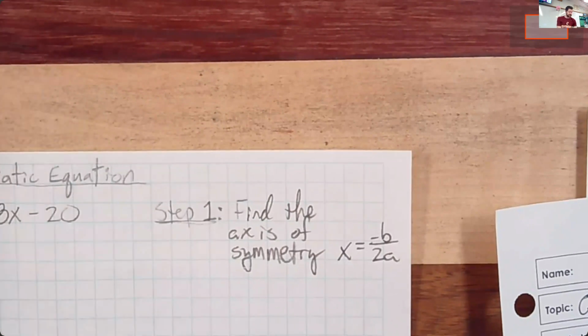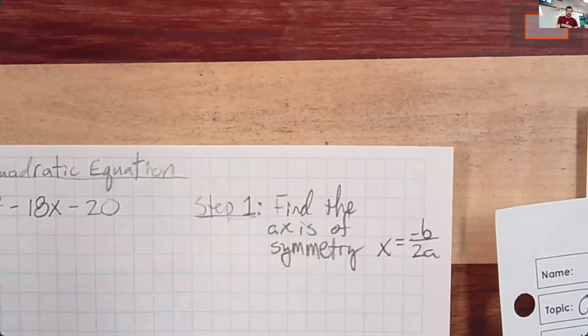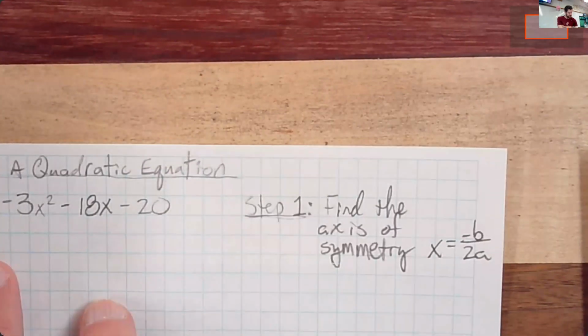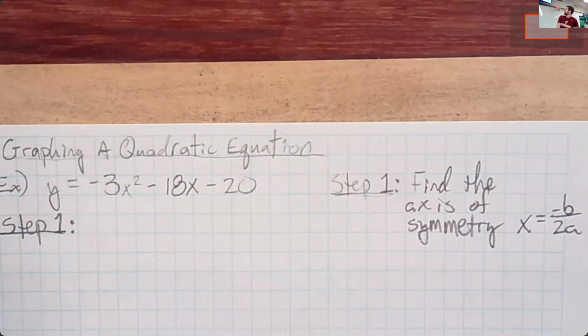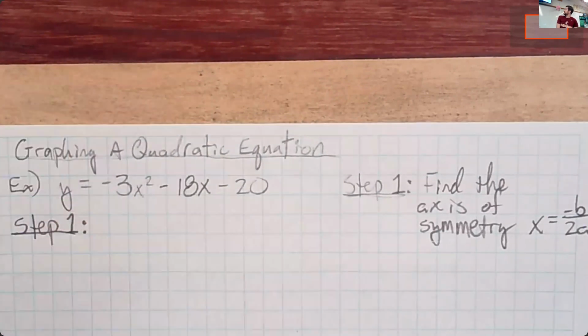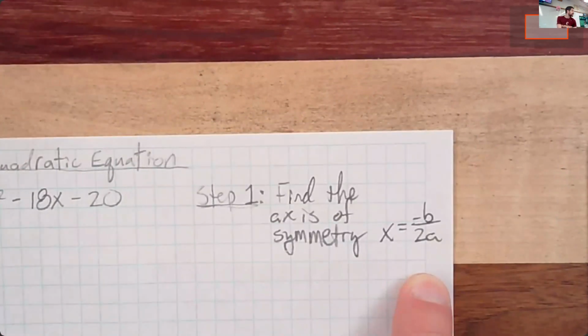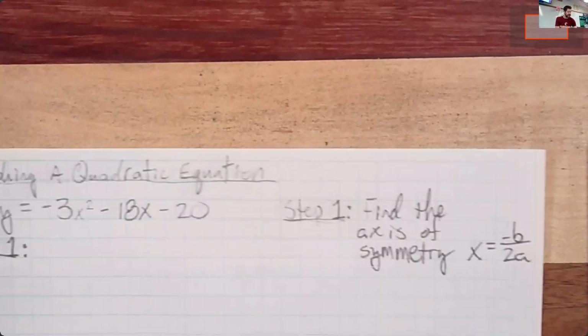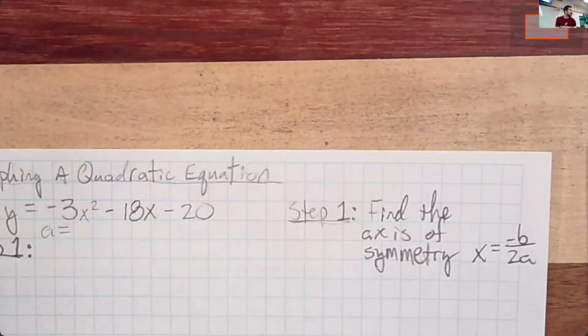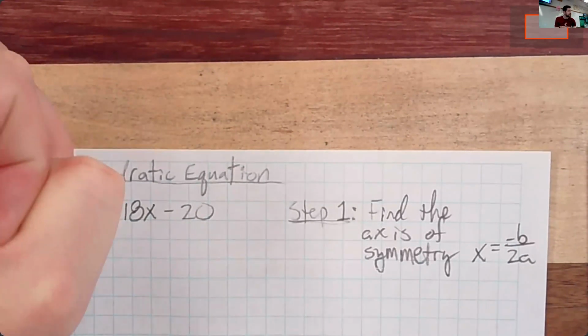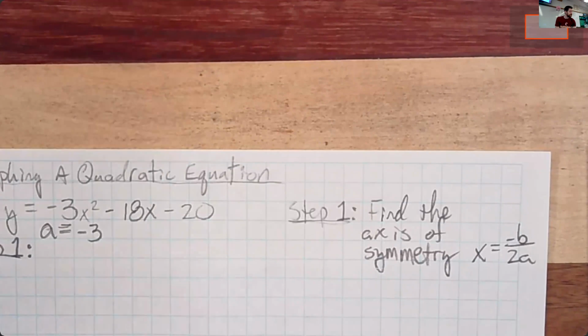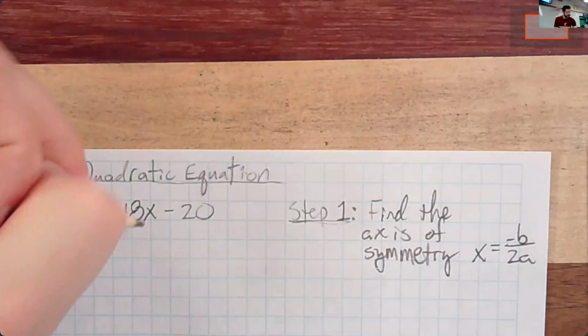So over on the left, we're just going to match this up and call it step 1. In order to do this, we need to know what A and B are. In fact, it's good to know what A, B, and C are equal to. So what does A equal on this equation? Negative 3. Remember that the number with x squared is the value of A. And then B, what does B equal?